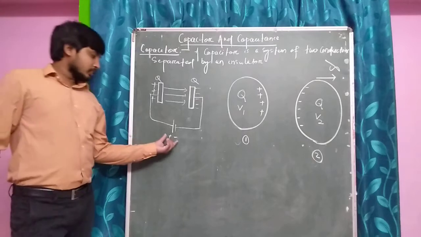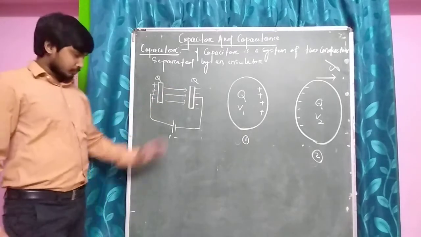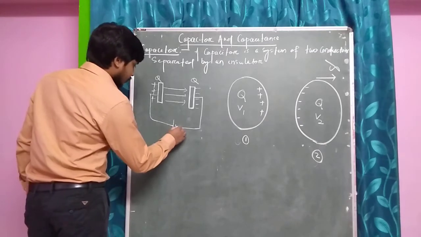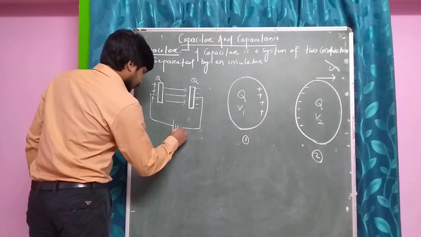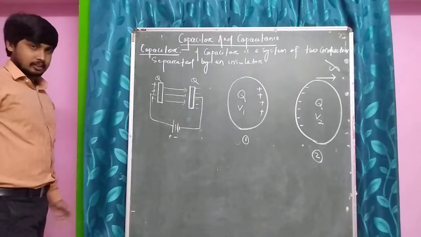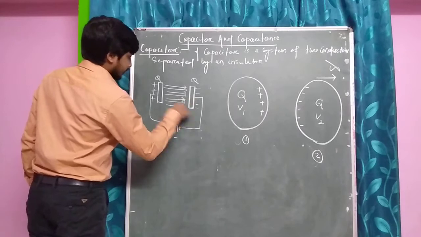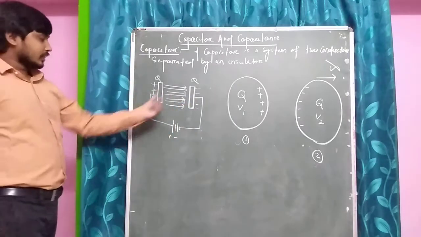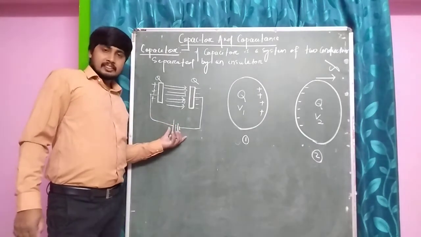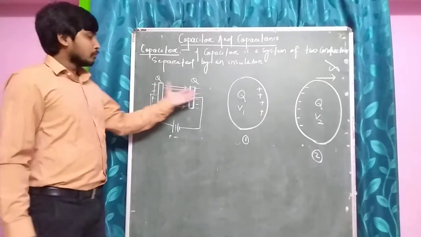And due to the presence of this cell or battery, a potential difference will be there. So if I increase the number of cells here, suppose I place another cell here, then automatically the strength of the electric field between the two plates will also increase. Whenever you add more batteries here, the strength of the electric field will increase, and so will the potential.